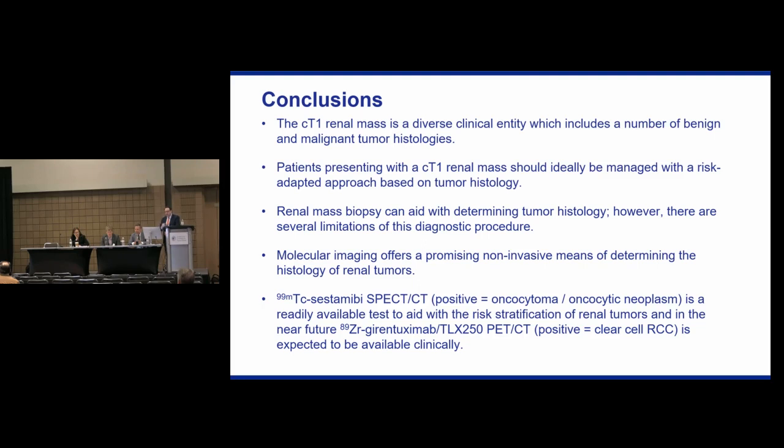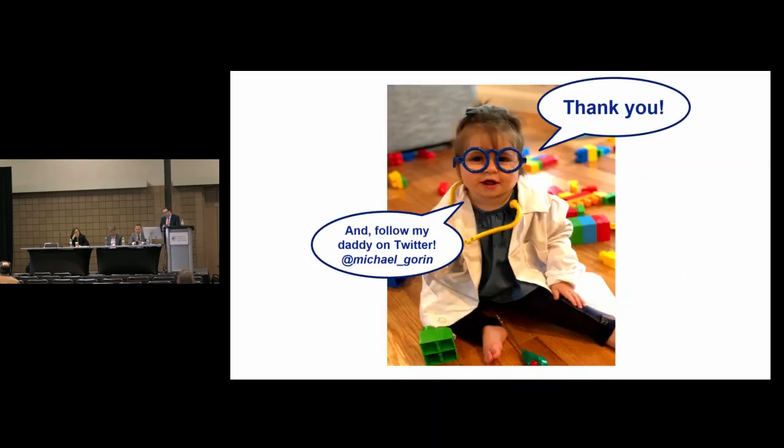And currently, we have one available imaging test and another on the way to help us achieve this, and that is Cestamebe for picking out oncocytomas and oncocytic benign renal tumors, and girentuximab, zirconium-89 labeled girentuximab, for helping to pick out clear cell RCC.